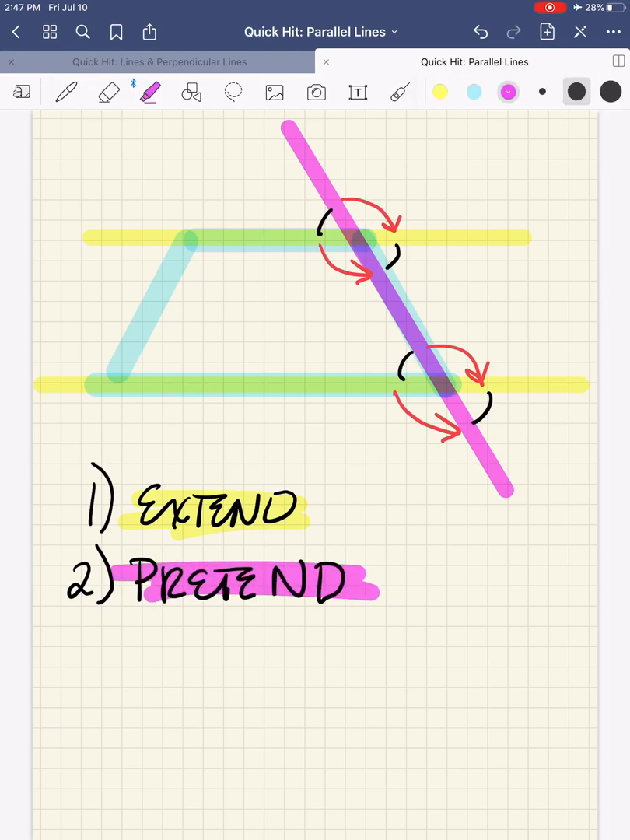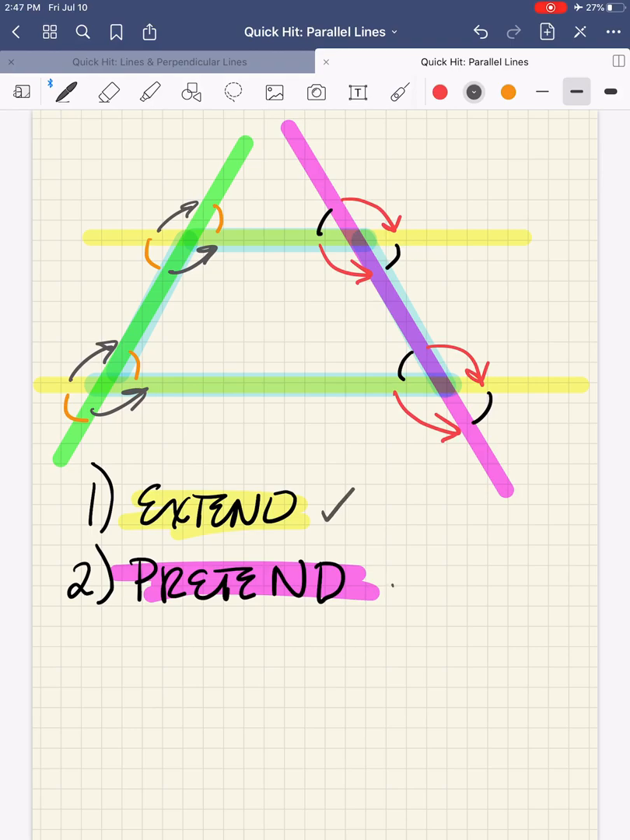That's pretending. And I can do that on the other side too. I can go through here and I can note that the small angles are going to be equal to each other, and the larger angles are going to be equal to each other. This extend and pretend protocol will help you understand figures, find solutions, effectively understand a wide variety of geometry questions on both the SAT and ACT.